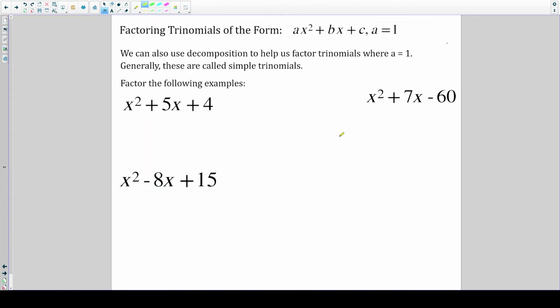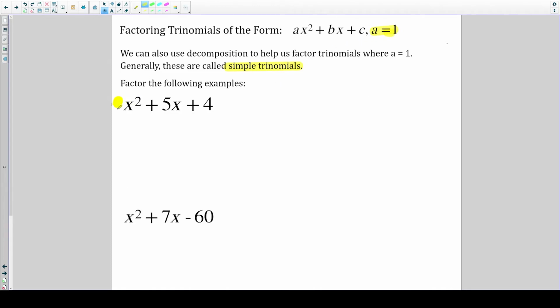So on this page here, we're going to be looking at what we call simple trinomials. And simple trinomials are when a is equal to 1. All right, so with the previous page, we looked at complex trinomials where a is not equal to 1. And in simple trinomials, the only difference is that a is equal to 1.